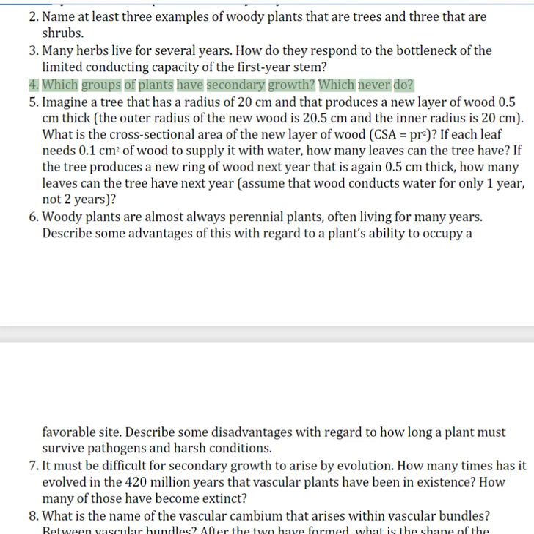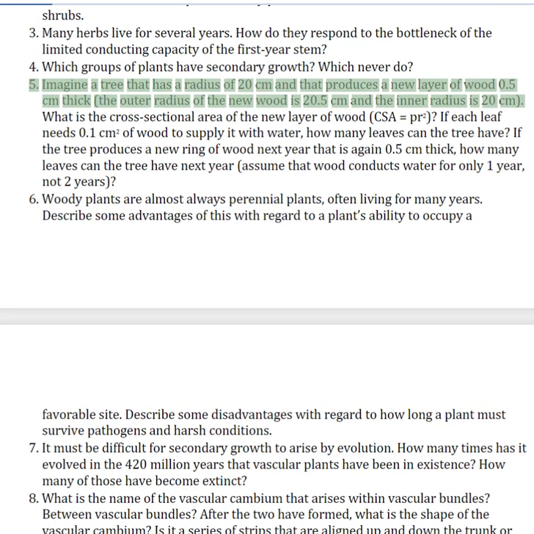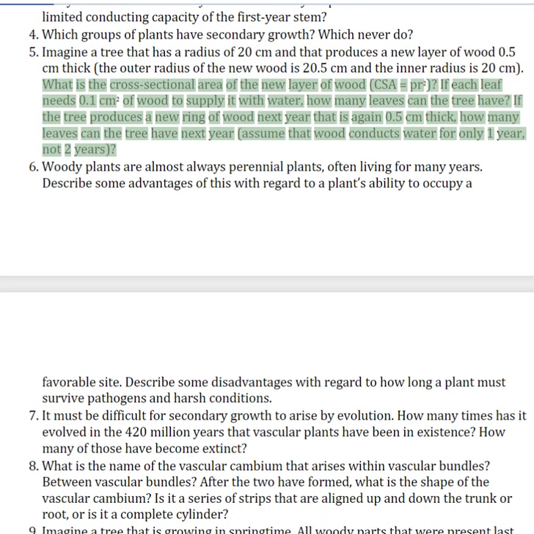5. Imagine a tree that has a radius of 20 centimeters and that produces a new layer of wood 0.5 centimeters thick. What is the cross-sectional area of the new layer of wood? If each leaf needs 0.1 centimeters of wood to supply it with water, how many leaves can the tree have? If the tree produces a new ring of wood next year that is again 0.5 centimeters thick, how many leaves can the tree have next year?